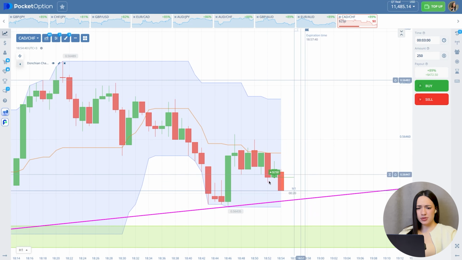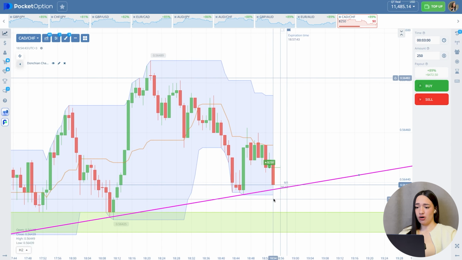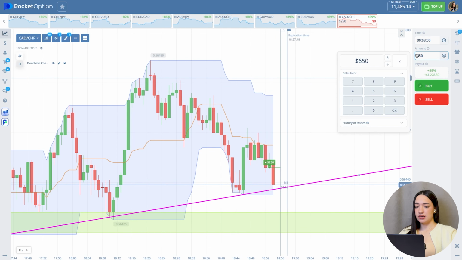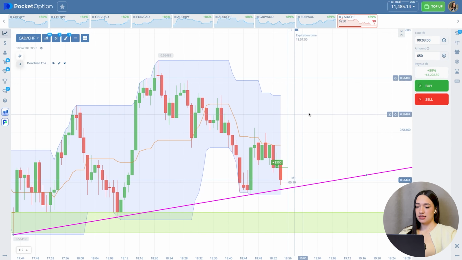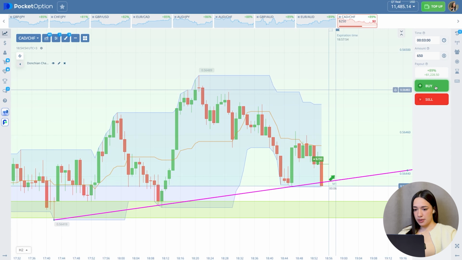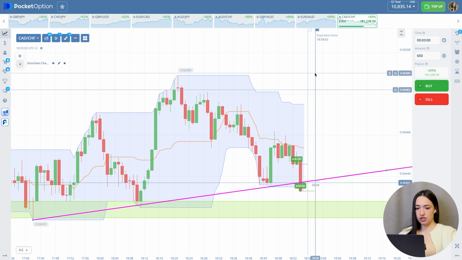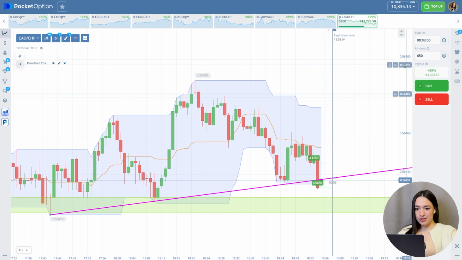And I expected an additional downward impulse with a touch of the trend line might occur. And now the balance allows me to increase the next trade. And I see that. I'm just opening another buy position, and I have no right not to do that.